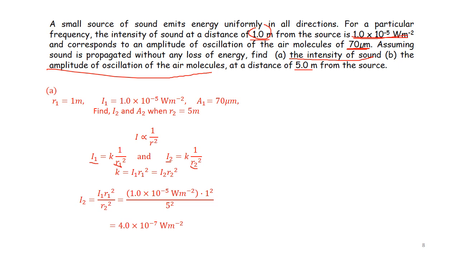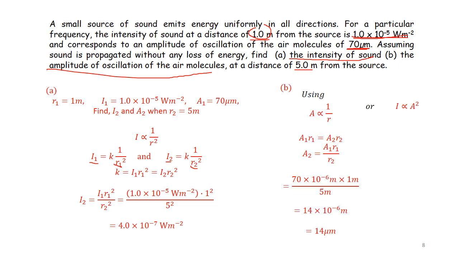So this is a shorter approach to it. If you equate it and make I2 the subject of the formula, we have I1 R1 squared over R2 squared. I1 is known, R1 is known, R2 is known. We have to calculate I2 for the known R2. So you substitute and you have 4 times 10 to the minus 7 watts per meter square. So for the B part, we also have this expression.